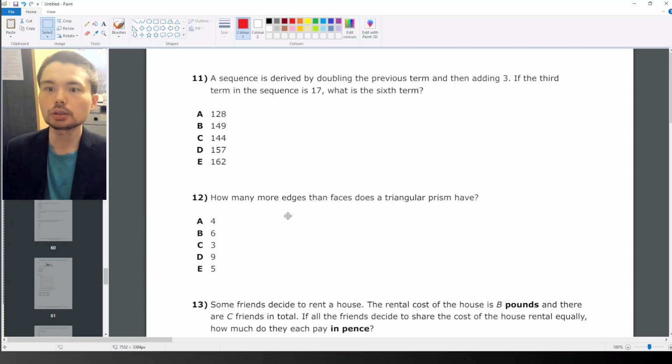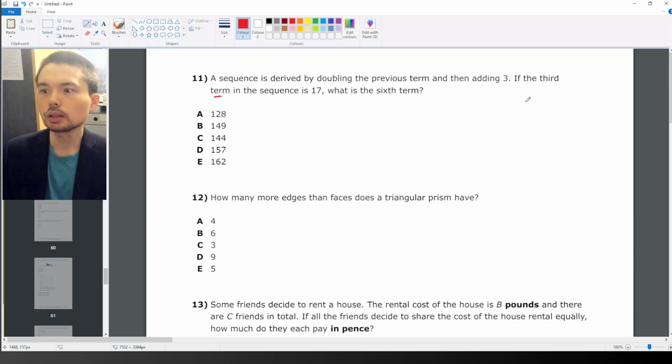A sequence is derived by doubling the previous term and then adding 3. If the third term is 17, what is the sixth term? Every single question you can always pause and then have a go. Now's your chance to pause the video. I will quickly go through these questions.